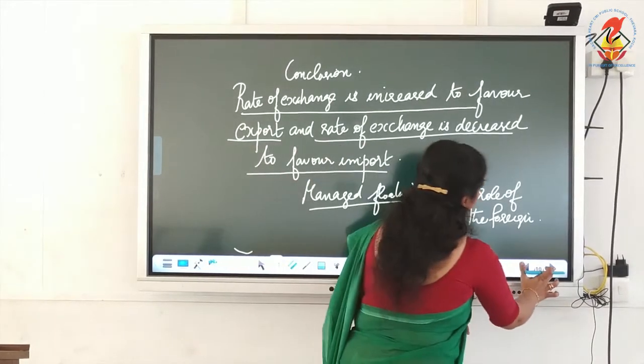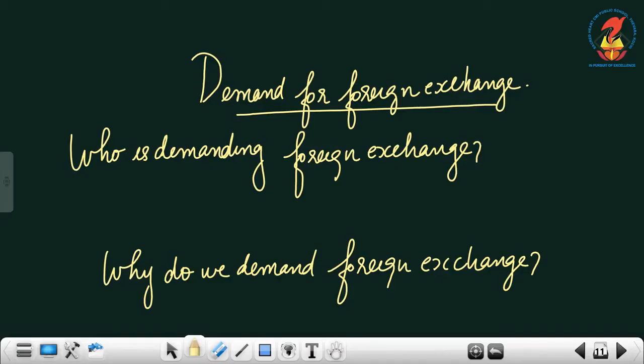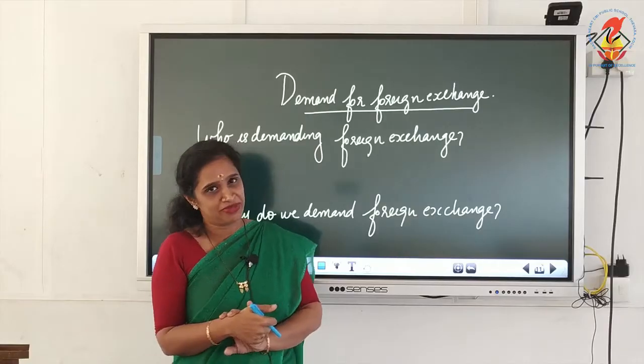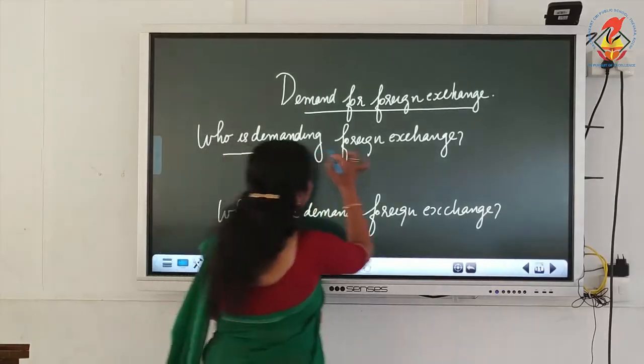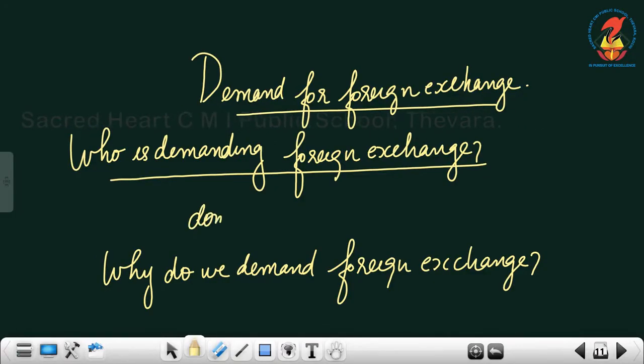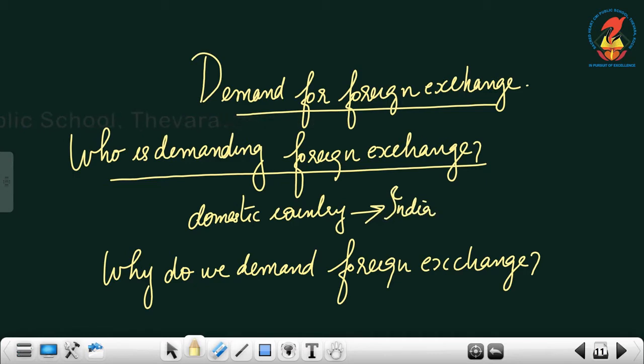Now we are going to move on to the new topic, demand for foreign exchange. Demand: the topic demand, which you have learned in class 11, you can recollect all those points you have learned with regard to demand. Now, demand for foreign exchange. Who is demanding the foreign exchange? Definitely it will be the domestic country, right? That is India. When we take our example, India is demanding dollars. Dollar belongs to USA, right?